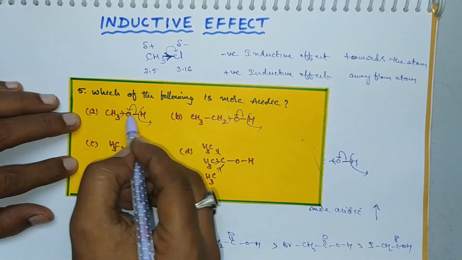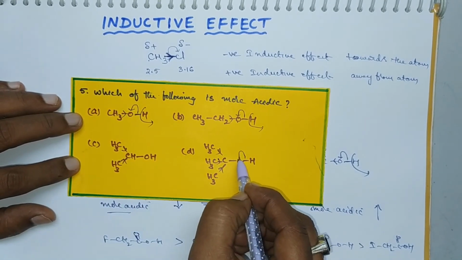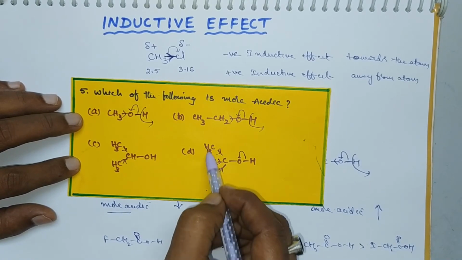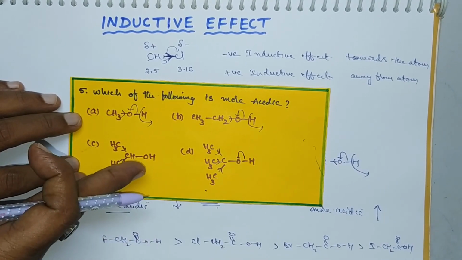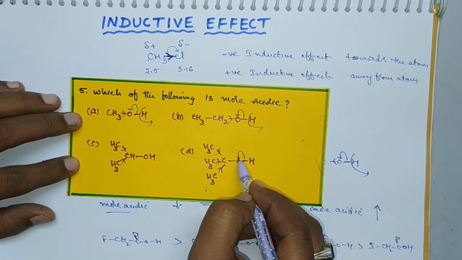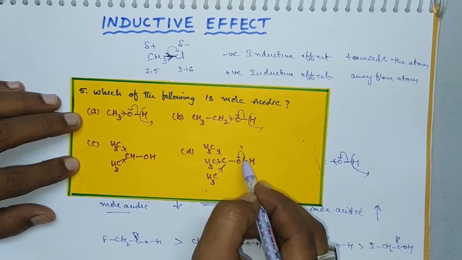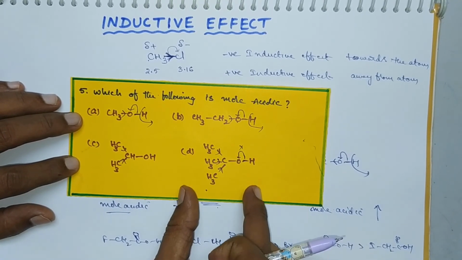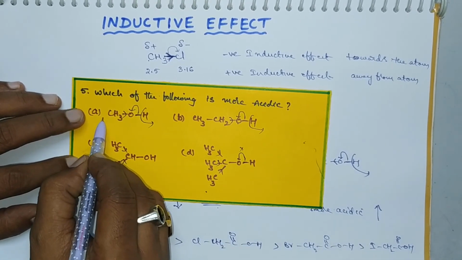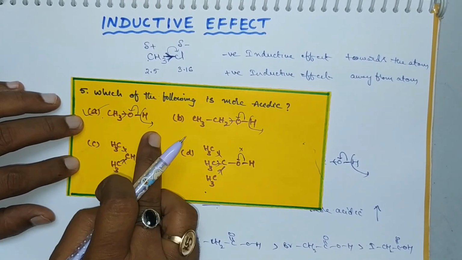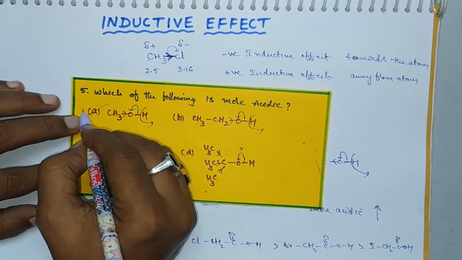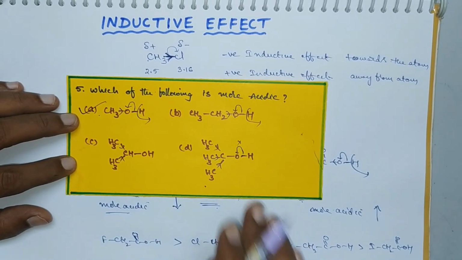So there is a less tendency of accepting this bond pair of electrons towards the oxygen because 3 plus-effect groups are there. They release electrons in this direction, so it is less acidic. It cannot easily donate H plus ion compared to this one. This one can easily donate H plus ion due to less plus effect, so that's why it is more acidic. Okay, clear? Okay, thank you.